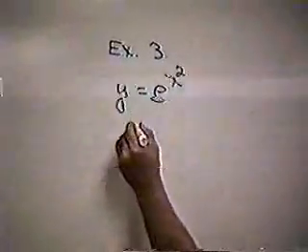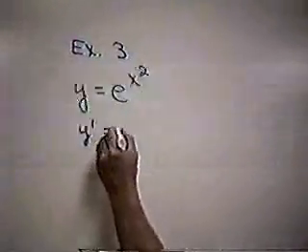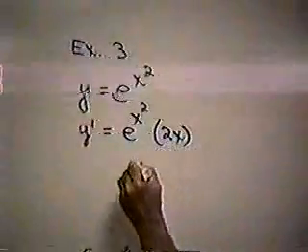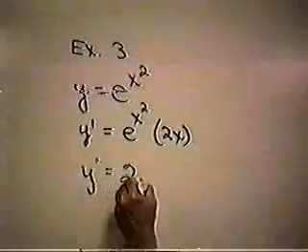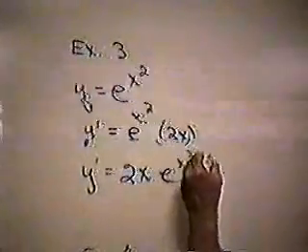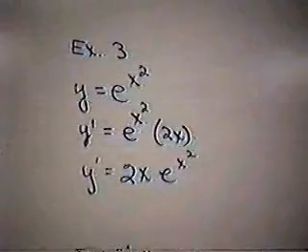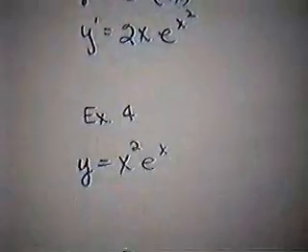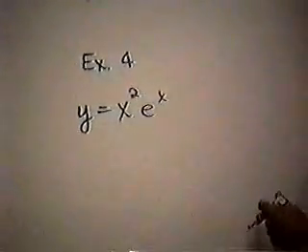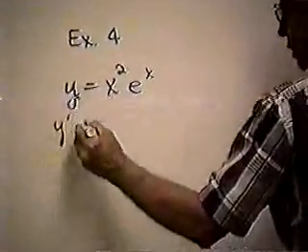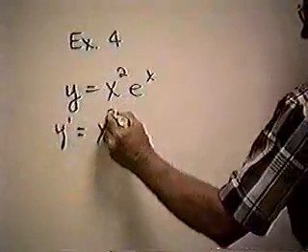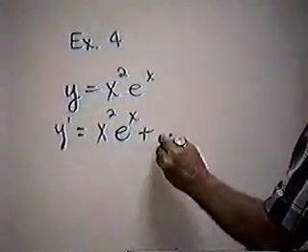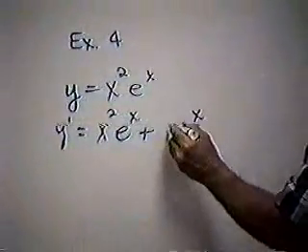The derivative of this, derivative of y is 1, tag on a y prime. Derivative of e is itself times the derivative of the power. So the final way it should be written is 2x e to the x squared. Example 4. Now this one is just product rule. So derivative of y is 1, tag on a y prime. Write the first one down, take the derivative of the second one, which is itself. Derivative of the power is 1, plus, write down the e to the x, and take the derivative of the first one.